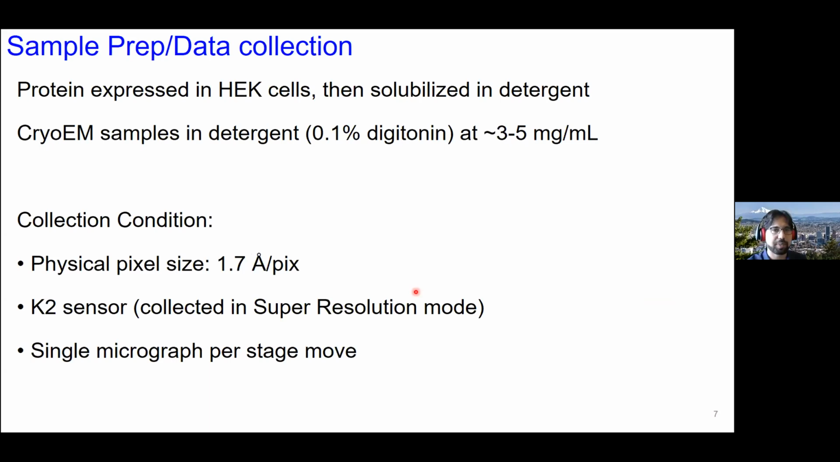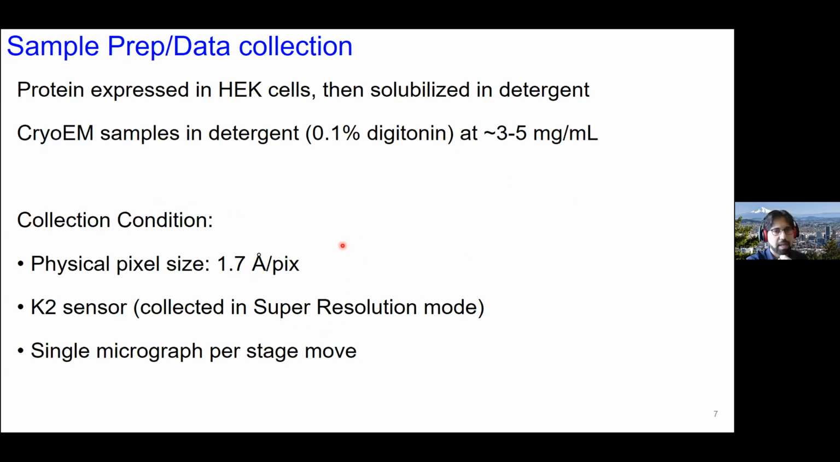So what we did was we expressed the receptor in HEK cells, we solubilized them in detergent and purified it, and our final cryo-EM sample was in 0.1% digitonin. And we made grids at around 3 to 5 milligrams per mL, which was pretty typical for these type of receptors. For our collection condition, we were more focused on trying to gather as many particles as we could. So we went to a relatively low magnification. So we were collecting at 1.7 angstrom per pixel on a K2 sensor in super resolution mode.